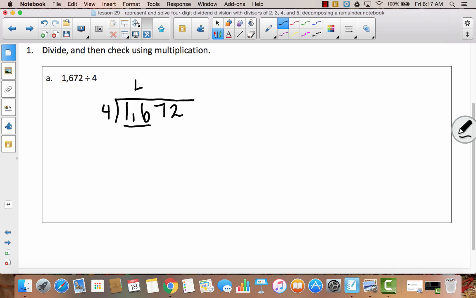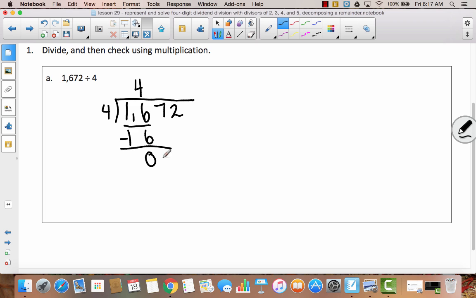Well, I know 4 times 4 is 16. Notice I put the 4 in the hundreds place in the quotient because these are hundreds. If I put it in the thousands place, I would end up with the wrong answer. So 4 times 4 would be 16. So I have no hundreds left over.